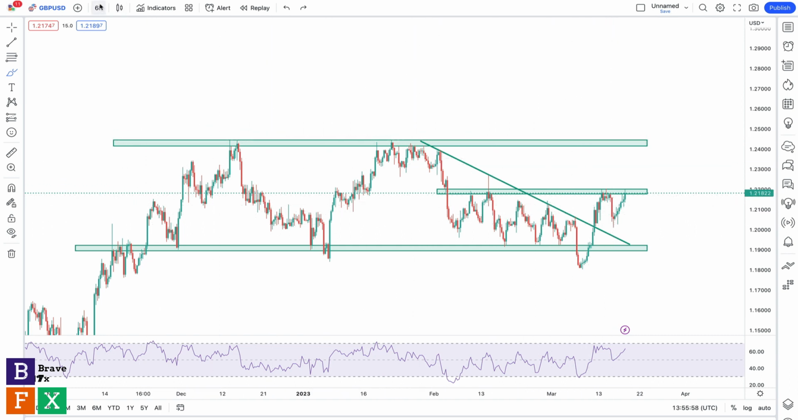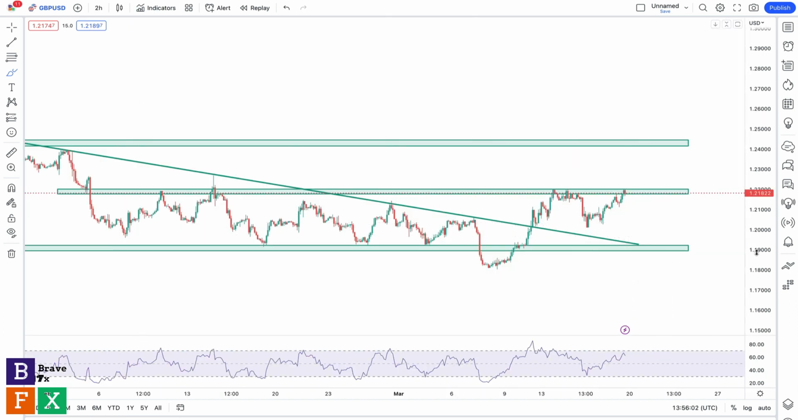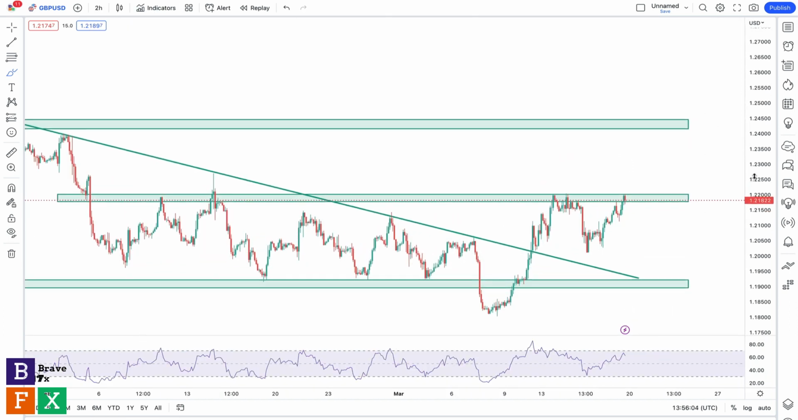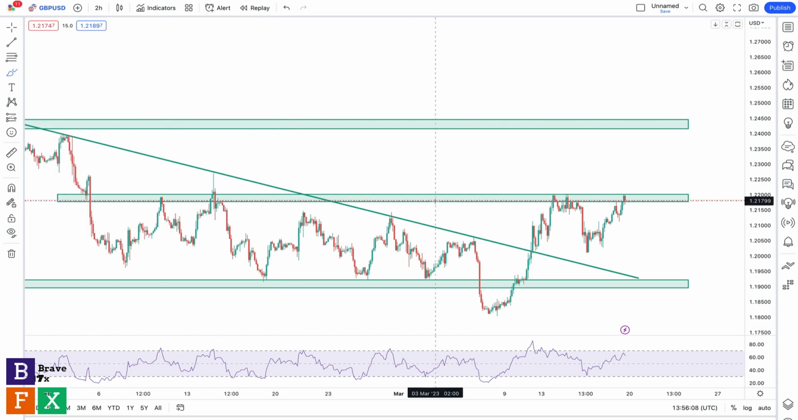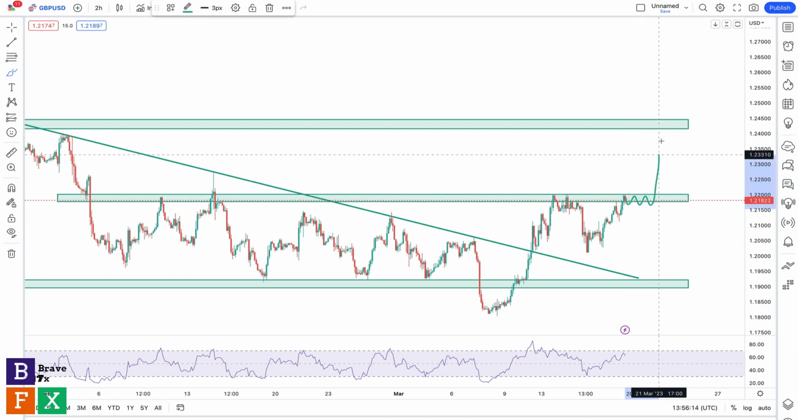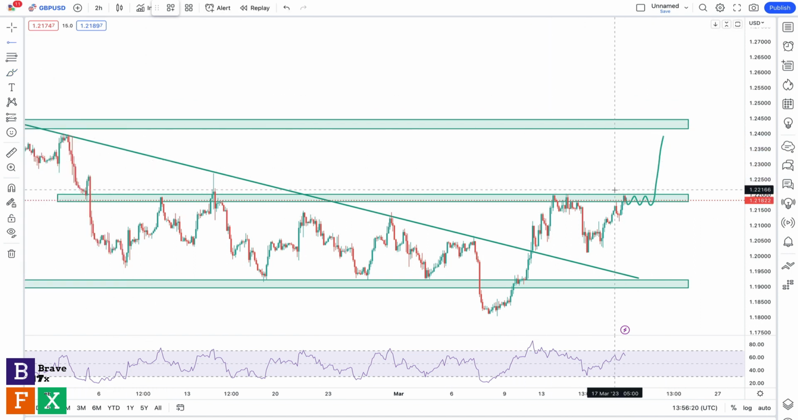So I'm going to go down to the lower time frame to show you something really clear. So this is the 2 hours time frame on GBP-USD. I'm going to wait for some sort of consolidation around this resistance level and a breakout. This would be my scenario to go long for GBP-USD. My entry is going to be above the breakout of the resistance level and above the breakout of the consolidation, and my stop loss is going to be below the consolidation.